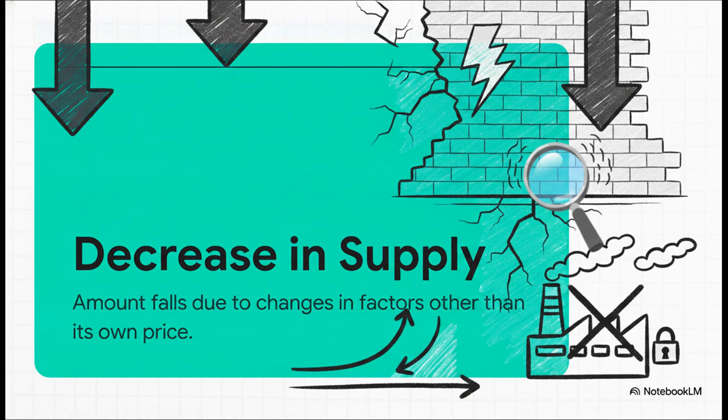Now contrast this immediately with our second concept. A decrease in supply refers to a situation when the amount supplied falls due to a change in external factors other than its own price, while the own price of the commodity remains flat. Think of this like a structural shock. The price hasn't budged at all, but something fundamentally shifted in the background to force suppliers to pull back.